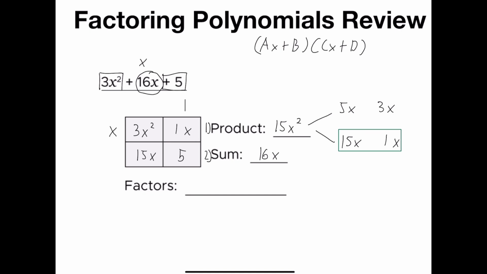And now we can look at the factors of 3x squared. This would have to be 3x here. And lastly, 1 times what number gives us 5? That would have to be 5. So now our factors are going to be 3x plus 1 and x plus 5.